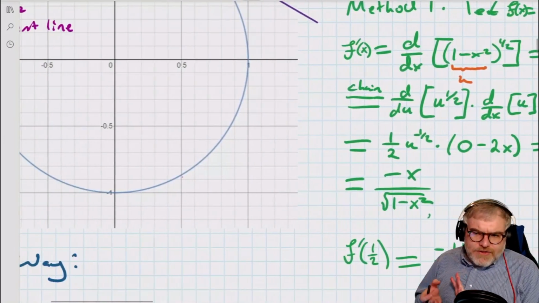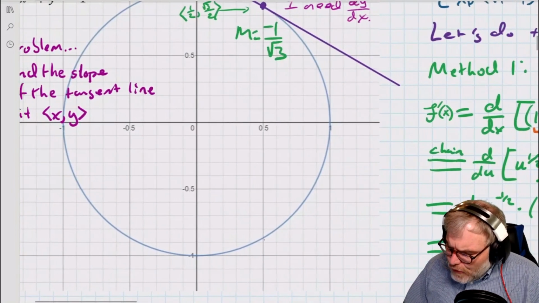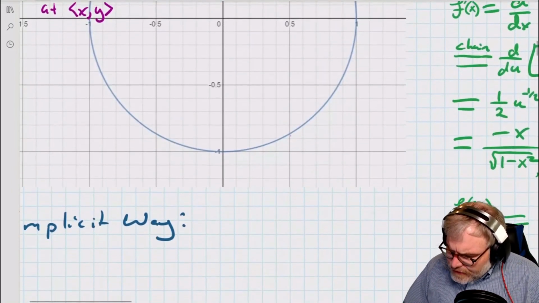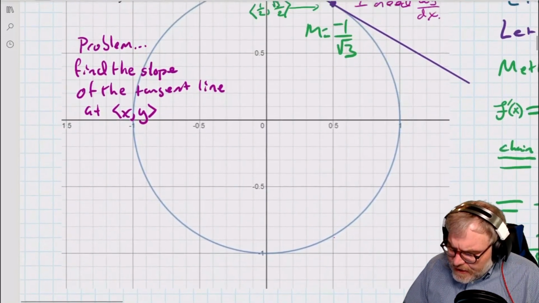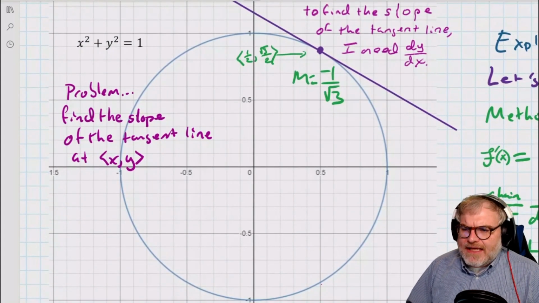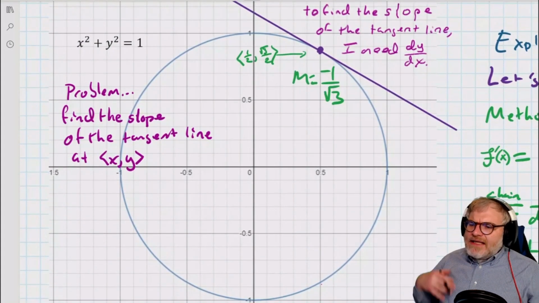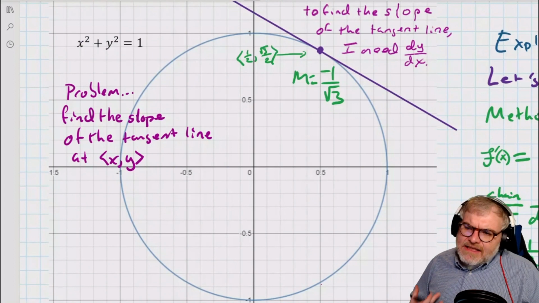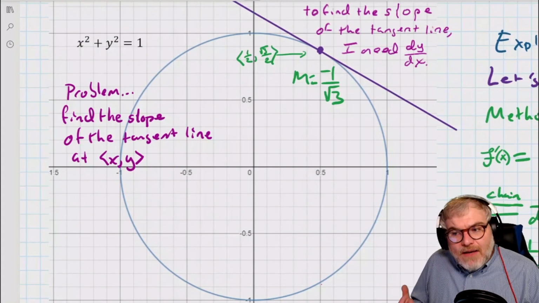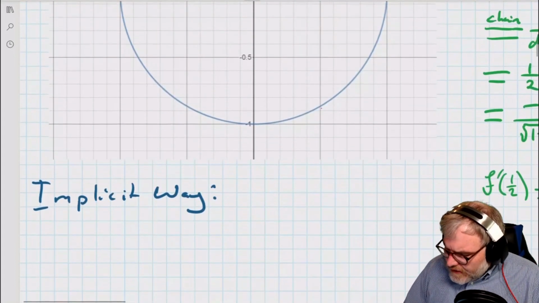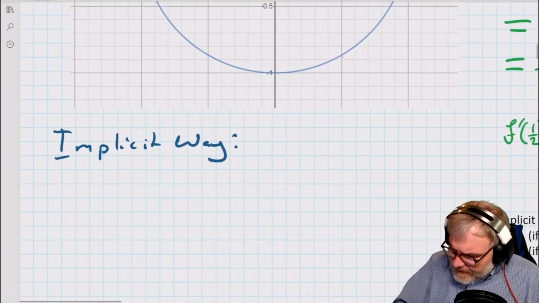There's another approach, though, and the other approach is to do it implicitly. What I'm going to do is leave that function like it is, and then find an expression containing dy over dx, which is what I want, right? I want the slope at that point. So the implicit way is to do this.